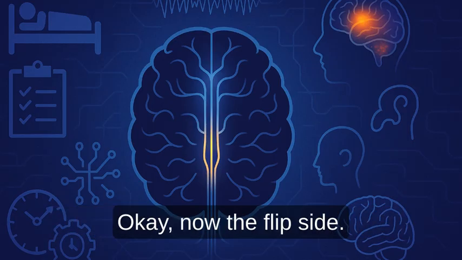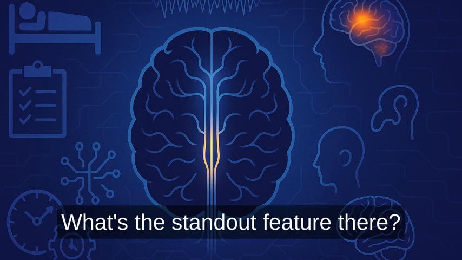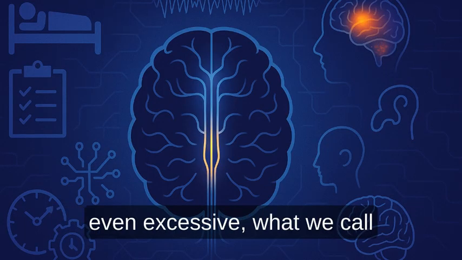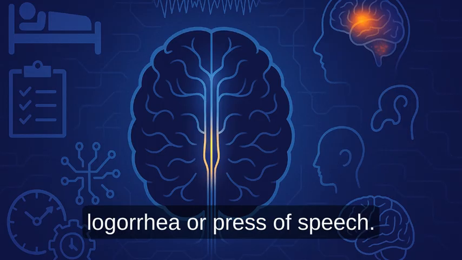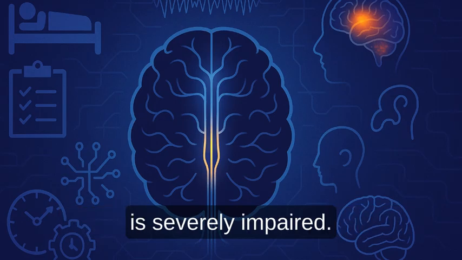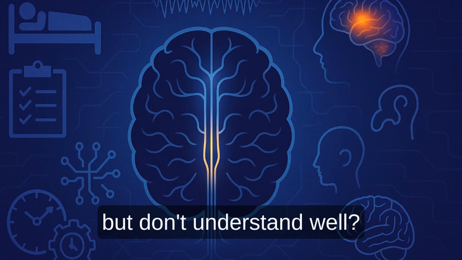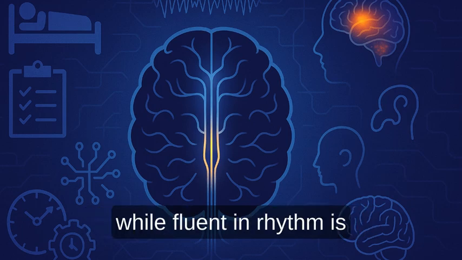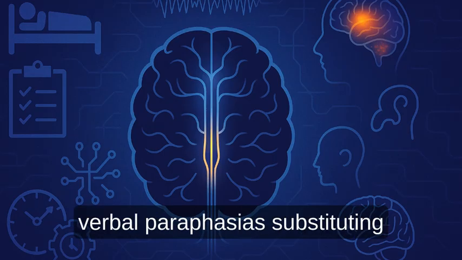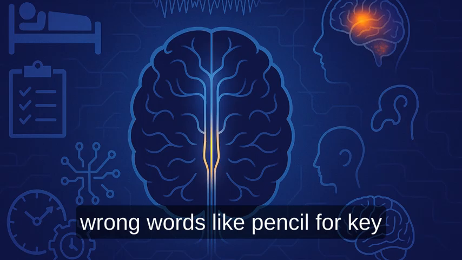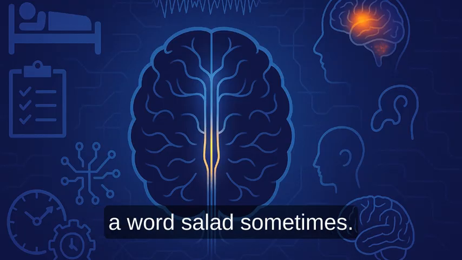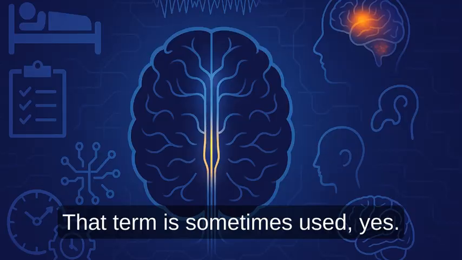Okay. Now the flip side, Wernicke aphasia. What's the standout feature there? Wernicke's is characterized by fluent, effortless speech, sometimes even excessive, what we call logorrhea or pressured speech. And this is the critical part, their auditory comprehension is severely impaired. So they talk easily but don't understand well. Exactly. And the speech they produce, while fluent in rhythm, is often empty of meaning. It's typically filled with errors, verbal paraphasias, substituting wrong words like pencil for key, neologisms, made-up words, and it can devolve into incomprehensible jargon. A word salad sometimes. That term is sometimes used, yes.